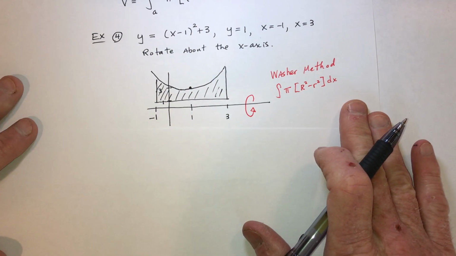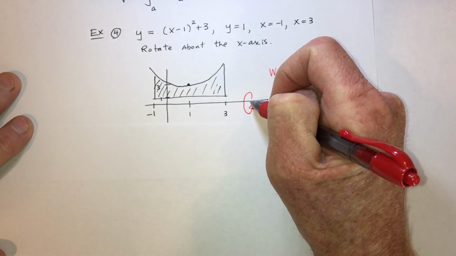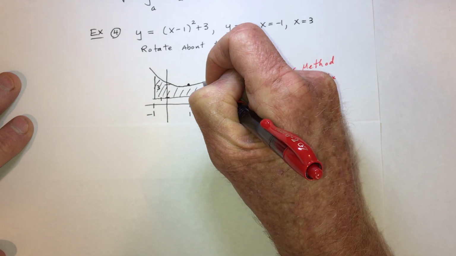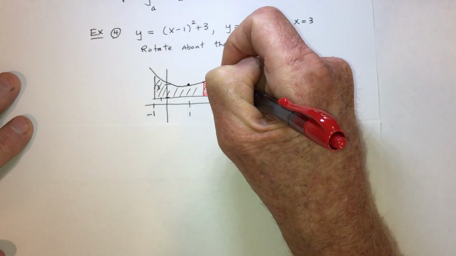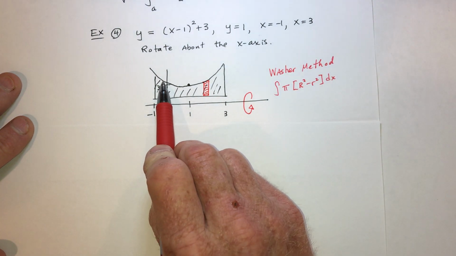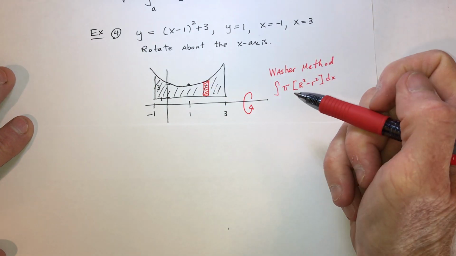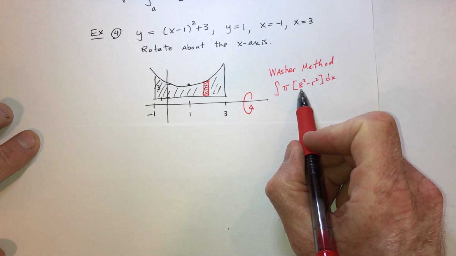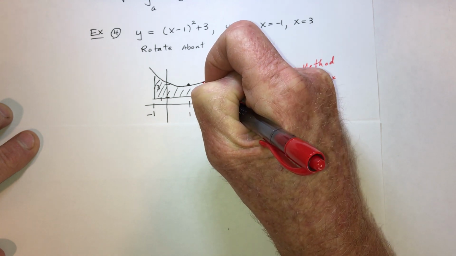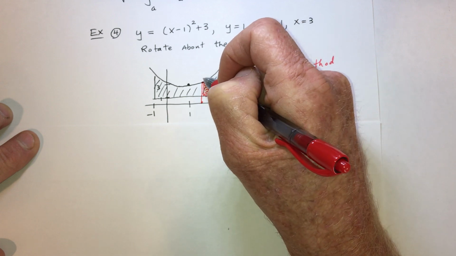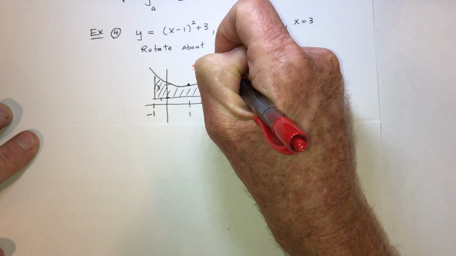Okay, so the representative rectangle, it has to be perpendicular to the axis of rotation, so it has to be going this direction, and it should go from one function to another function, never from the same function to itself. So it would never go from the parabola on this side to the parabola on this side. It can go from a parabola down to a line, or a line up to a parabola, but it needs to be two different ones. Then I need to know what's the big radius and what's the small radius. So the big radius goes from here until it gets to the top of the rectangle, and that is when it hits y equals x minus 1 squared plus 3.